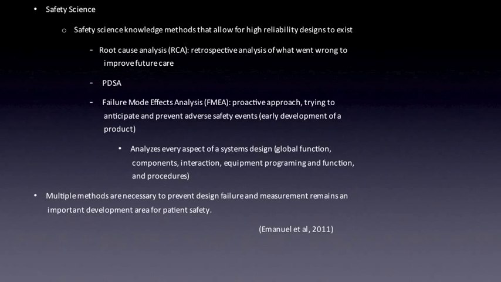Safety science knowledge methods allow for high reliability designs to exist. Examples of safety science knowledge are root cause analysis, which involves retrospective analysis of what went wrong to improve future care, plan, do, study, act, failure mode effects analysis, which allows for a proactive approach that tries to anticipate and prevent adverse safety events in the early development of a product, and multiple methods which are necessary to prevent design failure. Measurements remain an important development area for patient safety.